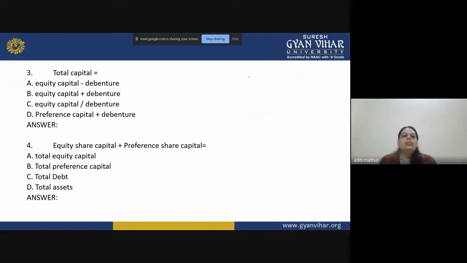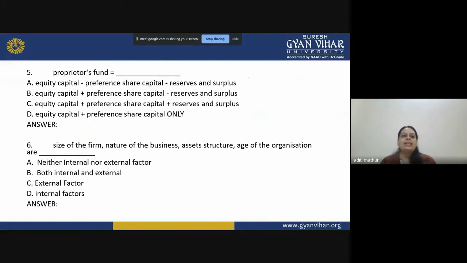The third MCQ: identify the correct formula for the total capital. And the fourth MCQ is also to identify the correct formula when you add the equity share capital and the preference share capital. The fifth and sixth: in the fifth question, you have to identify the correct formula for the proprietors fund. And in the sixth MCQ, you have to identify the factor which includes the size of the firm, nature of the business, asset structure, age of the organization. So is it external? Is it internal? Is it both internal and external factors, or neither internal nor external factors?